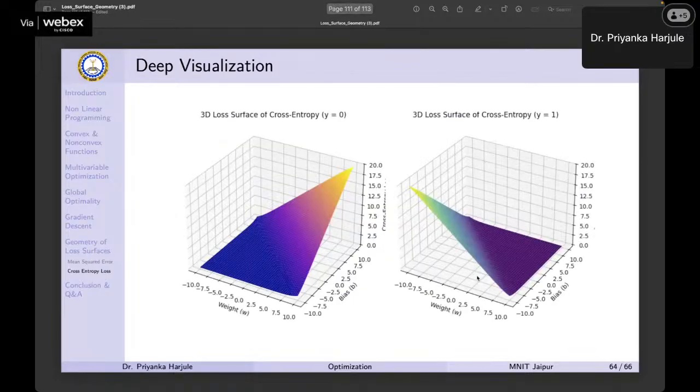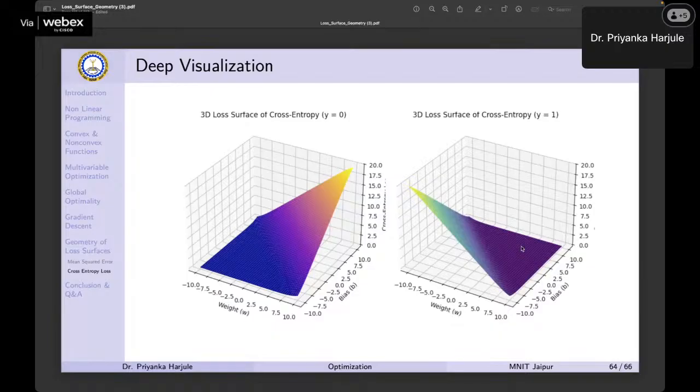Okay, so here you can see the visualization for the two labels. For the binary classification problem, for label y equal to 0, you can see here the loss is minimized when your wx plus b is very, very small. That is, the predicted probability approaches 0, and the surface is smooth but steep near the decision boundaries. For the label y equal to 1, loss is minimized when your wx plus b is very, very large. That is, the predicted probability approaches 1, and the surface is steep near the boundaries and curved.